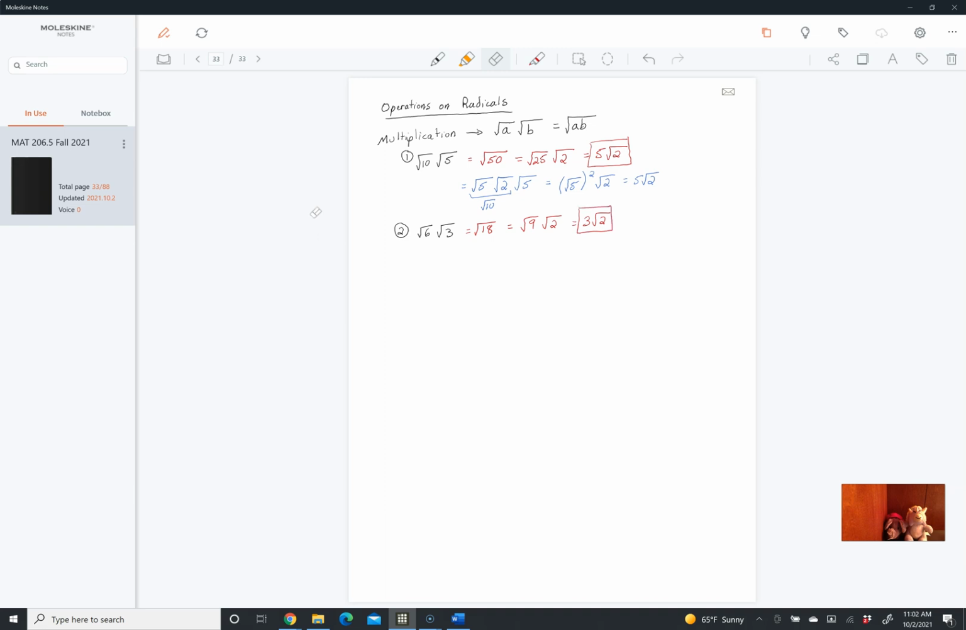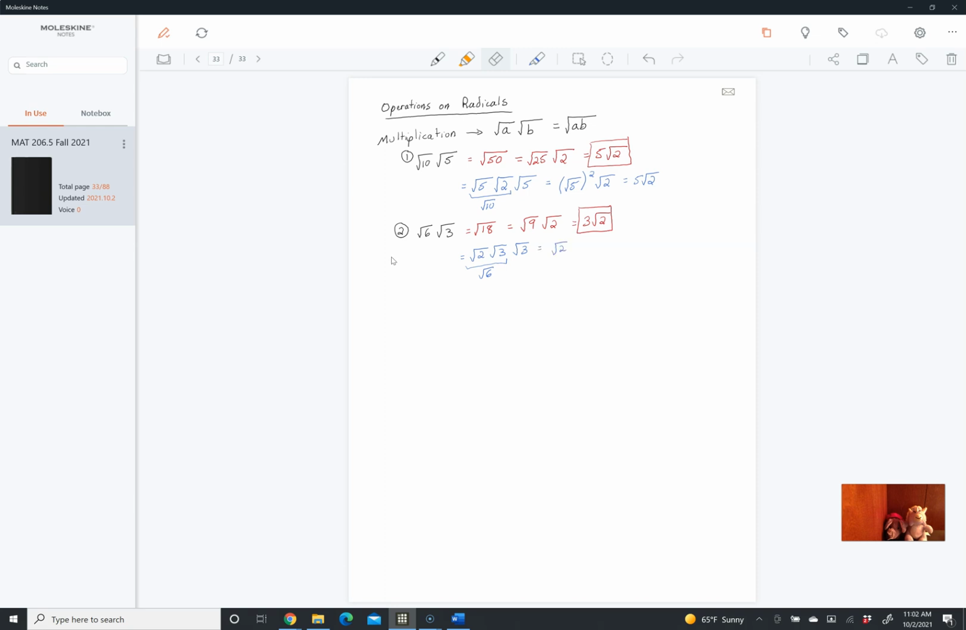Okay, and using the other method, if you don't want to deal with larger numbers and you only want to deal with the small numbers that you're given, square root of 6 can be broken down into square root of 3 times square root of 2, or square root of 2 times square root of 3. So here's your square root of 6. But then don't forget you're multiplying that by square root of 3.